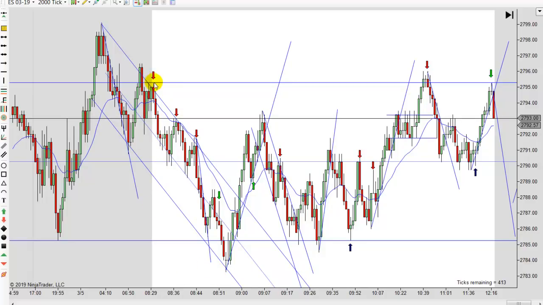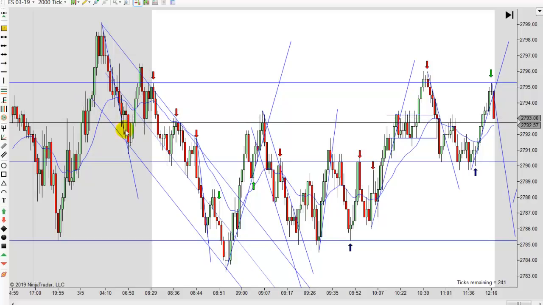But that's a nice setup. If you catch that one, you get a runner. And then notice we make a new low here. This is actually a double bottom, so that's like a new low right there. And then first entry, and then second entry. And it looks like it's right about where you would expect there to be a trend line there.